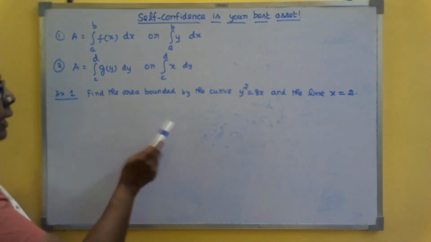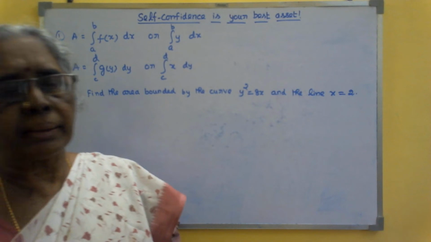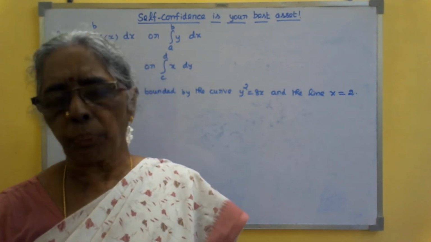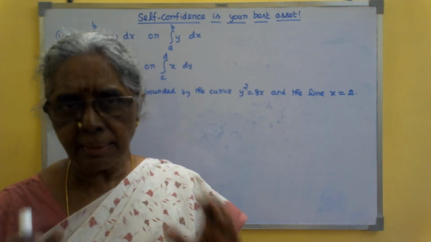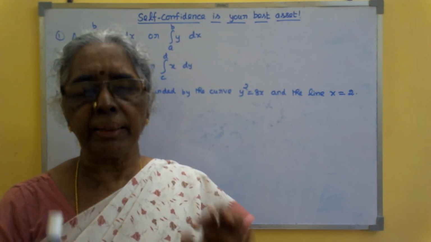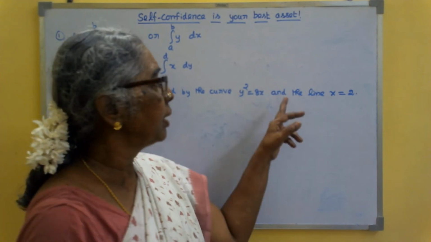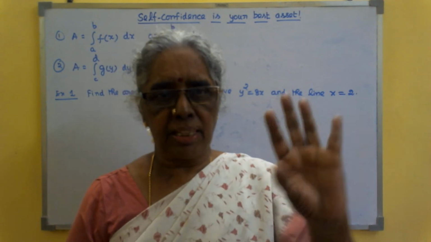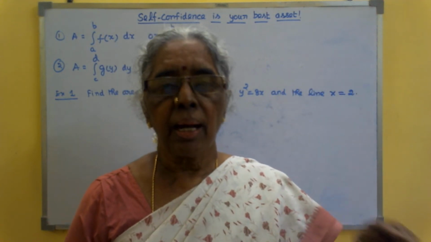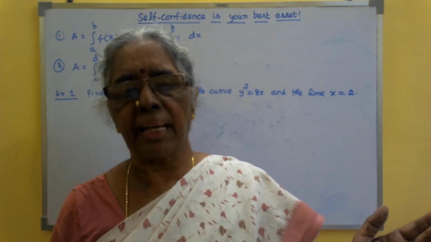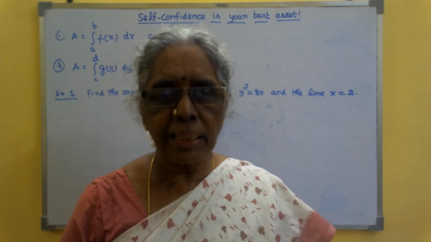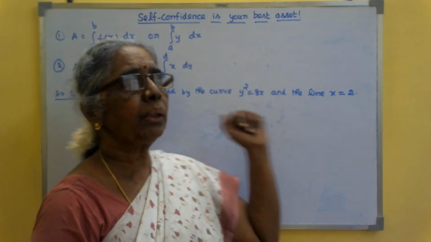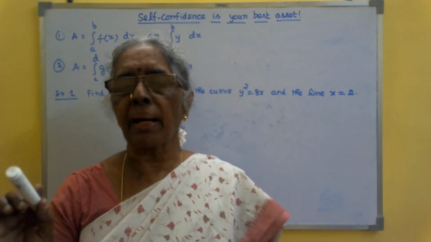Now the example 1 is, find the area bounded by the curve y squared is equal to 8x and the line x is equal to 2. First, when you see any sum, you should identify the curves given, right? So here, y squared is equal to 8x means you know it represents a parabola. The vertex is 0, 0 and the axis of symmetry is x-axis and it opens rightwards. These are the three things you should know. When you say x is equal to 2, you know it's a straight line parallel to the y-axis.